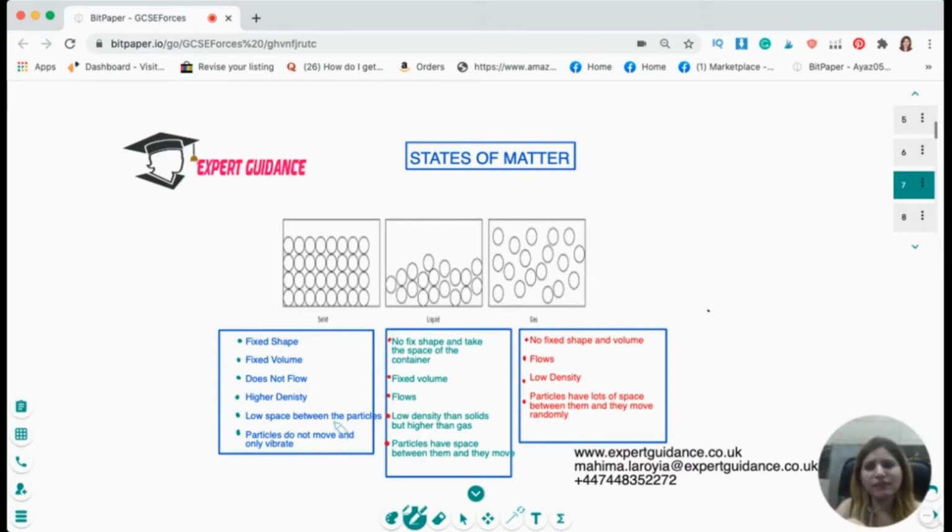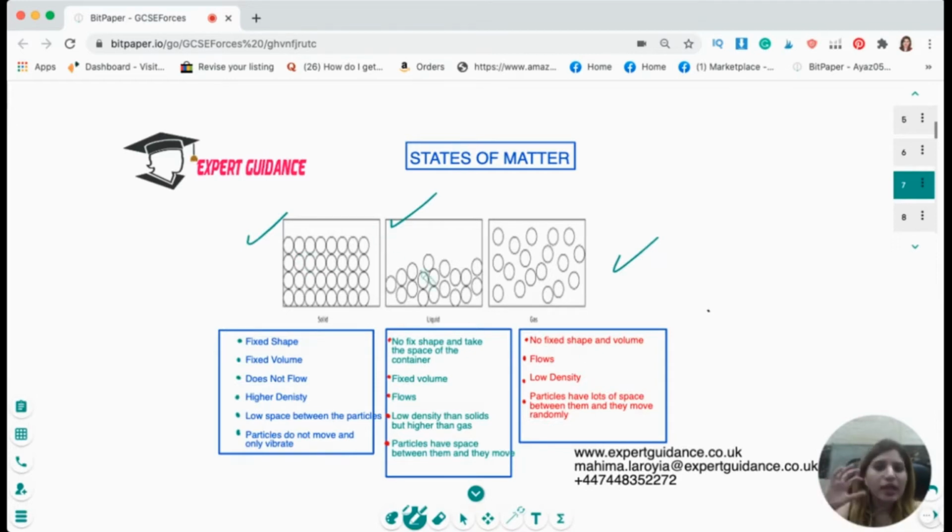So we have 3 states of matter. We can look here. These are solids, liquids, and gases. This particle arrangement is very important for you to understand: in a solid, all the particles are joined together and there's very little space between the particles.